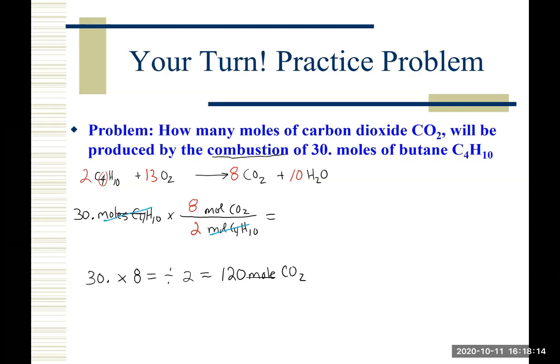Now we look at our significant figures, and we know again that we have 2 significant figures in our only data value. So our answer has to have 2 significant figures, which puts us here at the 2. This 0 in 120 moles of CO2 doesn't count as significant because there isn't a decimal in that number. And so our answer is 120 moles of CO2.